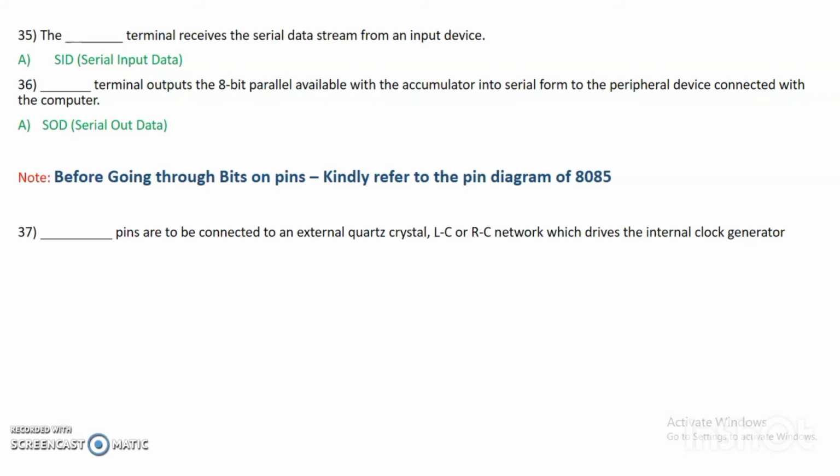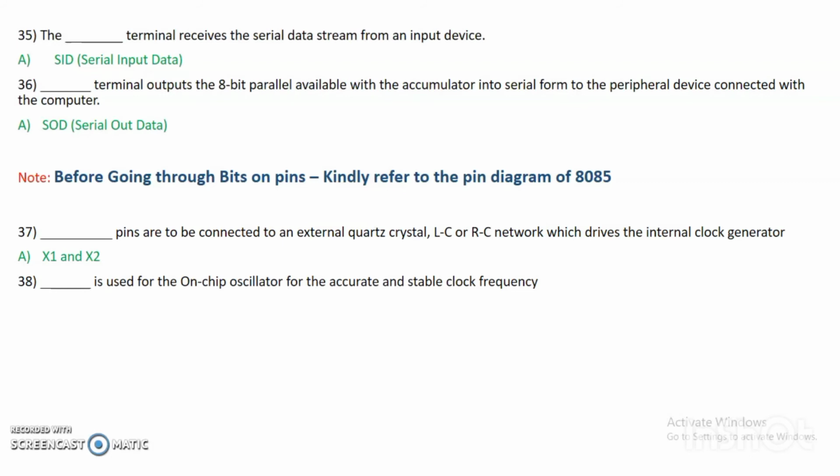Bit number 37. Dash pins are to be connected to an external quartz crystal, LC or RC network which drives the internal clock generator. So the answer will be X1 and X2. These X1 and X2 pins are to be connected to an external quartz crystal, or either an LC or RC network, which drives the internal clock generator.